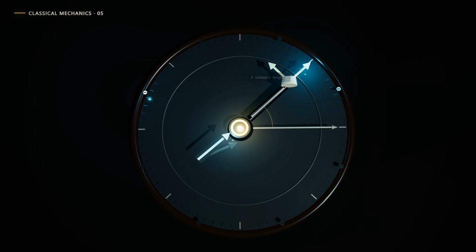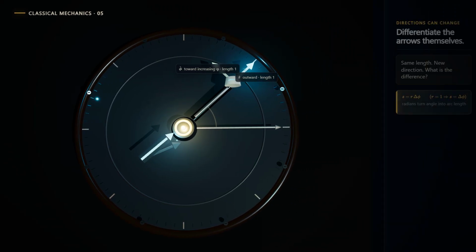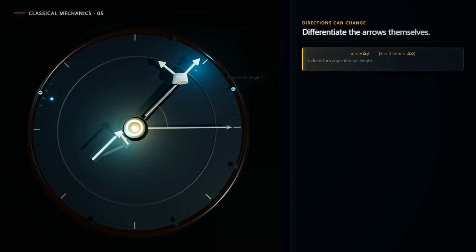Now compare r hat before and after one small positive turn. Both arrows still have length 1, only their direction changes, so place the two copies at a common tail. The arrow from the old tip to the new tip is the change in r hat. It leans toward phi hat.